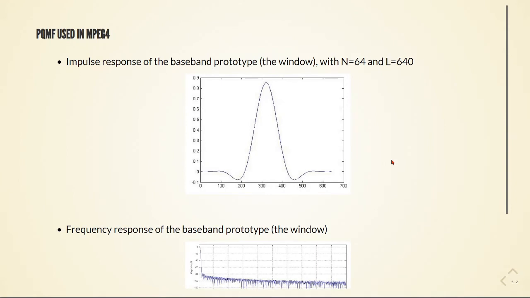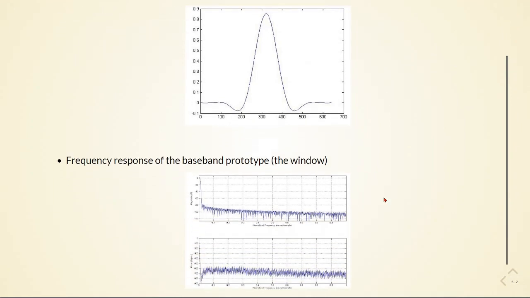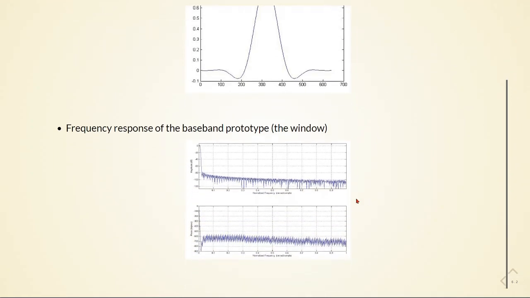Here we see the PQMF used in MPEG 4 and the impulse response of the baseband prototype filter, the window, with n equals 64 and L equals 640, and here the frequency response of the baseband prototype filter.